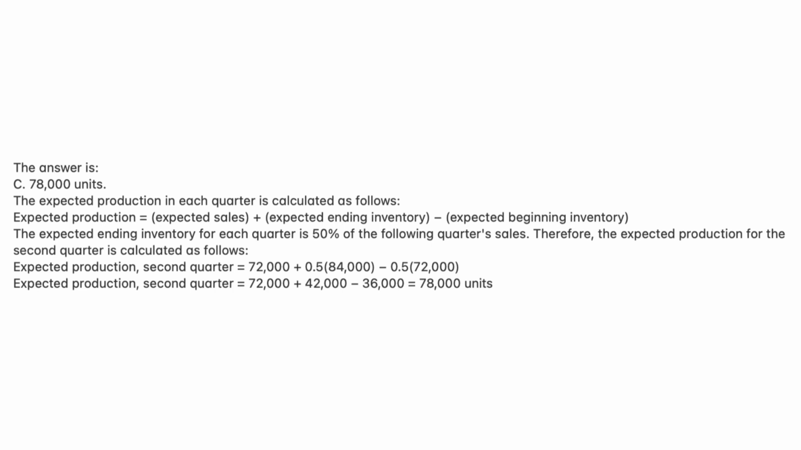The expected production in each quarter is calculated as follows. Expected production equals expected sales plus expected ending inventory minus expected beginning inventory. The expected ending inventory for each quarter is 50% of the following quarter's sales. Therefore, the expected production for the second quarter is calculated as follows. Expected production, second quarter equals 72,000 plus 0.5 times 84,000, minus 0.5 times 72,000. Expected production, second quarter equals 72,000 plus 42,000 minus 36,000 is equal to 78,000 units.